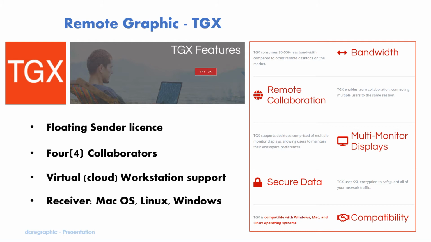Another piece of software for remote graphics is an offering from a company called Mechdyne. They offer a tool called TGX, which has been used with many customers already, with similar performance and similar costs. It offers a floating sender license, so you could install many instances of the sender with a first come, first served concept. You can have up to 4 collaborators connecting at the same time on the same sender. TGX offers virtual cloud workstation support and many receivers for macOS, Linux, and Windows.